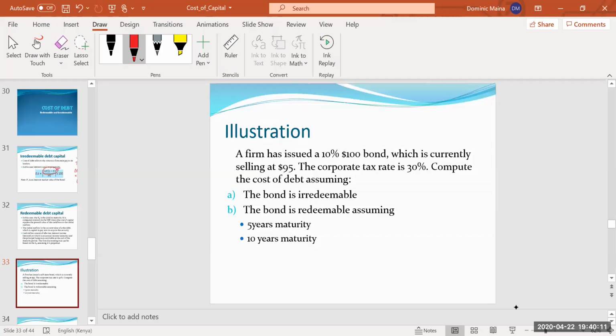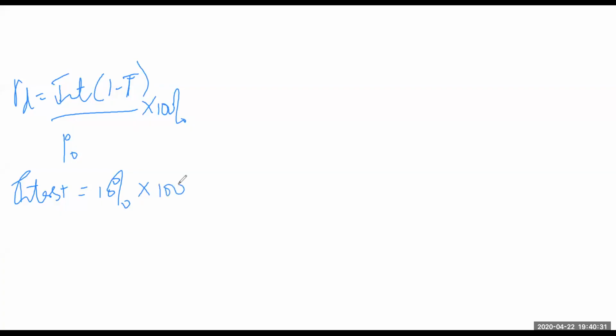It is paying at a rate of 10%, and the nominal value of the bond, don't forget, the interest is on the nominal value. It's on the hundreds, not 95. Be very careful, okay? The interest is based on the nominal value of the bond, the par value of the bond, not the market value. So, back to the board, 10% we multiply by $100.